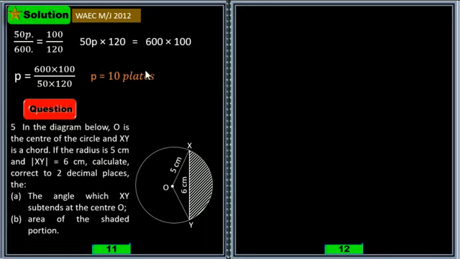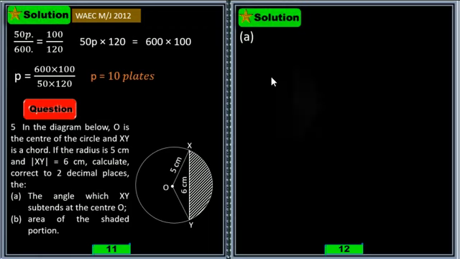Now we move straight to the last question for this presentation, question number 5. In the diagram below, O is the center of the circle and XY is a chord. If the radius is 5 centimeters and XY is 6 centimeters, calculate correct to 2 decimal places the angle which XY subtends at the center O. Then find the area of the shaded portion, this area. Now let's solve this problem together.